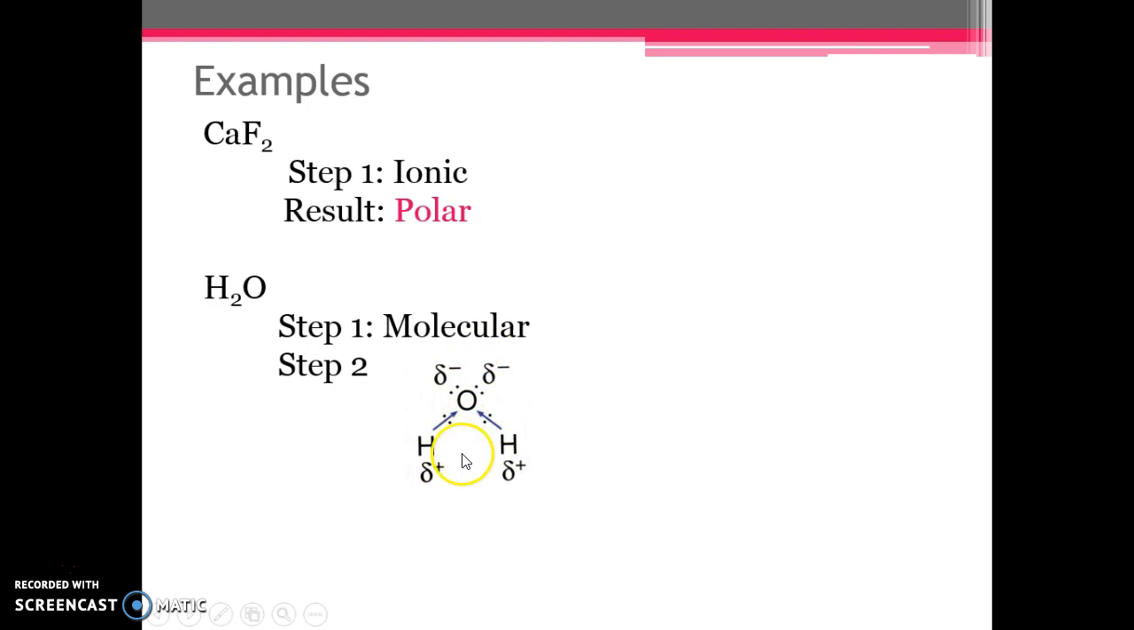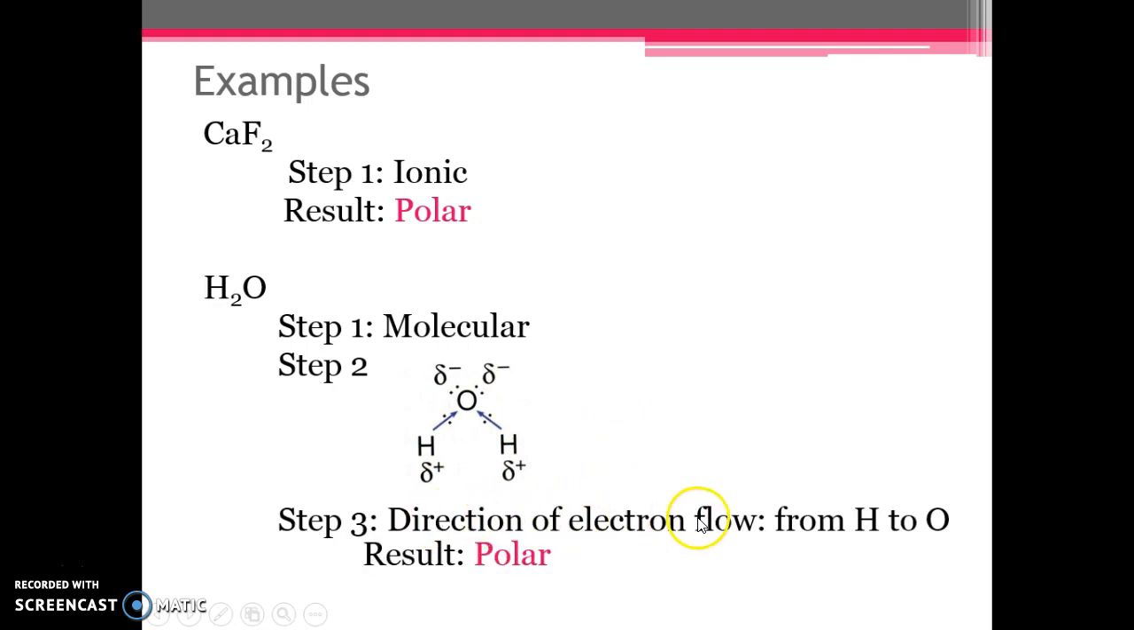Now, how do I use that to figure out if it is a polar molecule? Well, step 3 says, do I have a direction of flow? And in this case, everything's going up. So the result is that, yes, this is a polar molecule. So now, in terms of symmetry, yes, it's symmetrical from left to right, but it's not symmetrical from top to bottom. All the electron density is being pulled up towards oxygen. None of the electron density is being pulled down towards hydrogen. So it is a polar molecule.